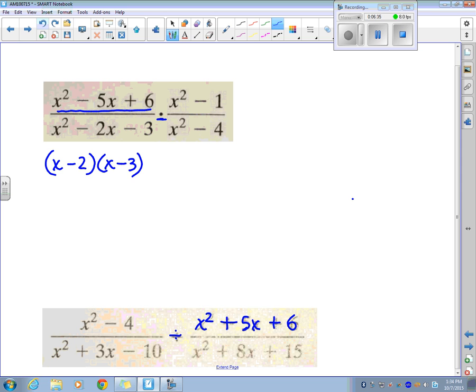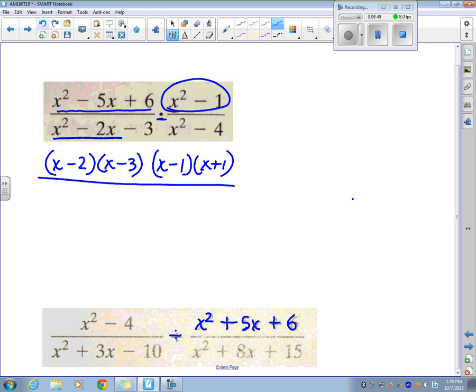This side is a difference of squares. So it's x minus 1 and x plus 1. And now we're going to work on the bottom. So this piece is going to factor as x minus 3 and x plus 1. And again, you can FOIL those two to make sure that you factored that correctly. And finally, this last piece is x minus 2 and x plus 2.